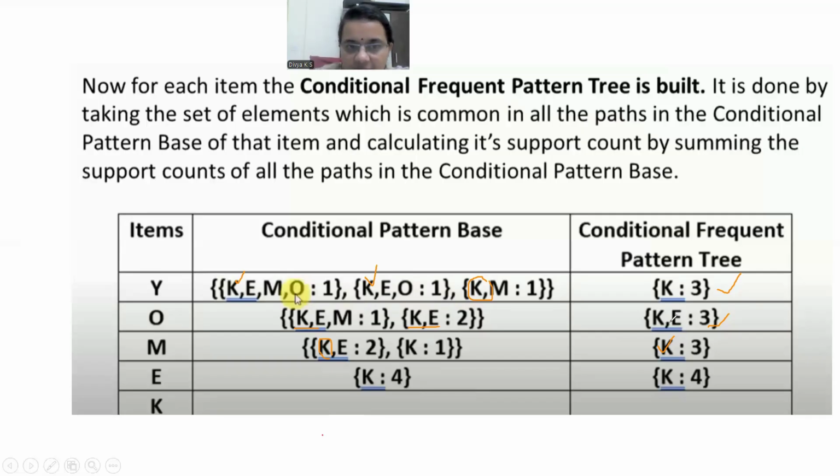So what we did in the conditional frequent pattern tree is we checked all the conditional pattern base, and in that, whatever is frequently repeated, the ones repeating 2 or more times, we take and write here. Okay, done.